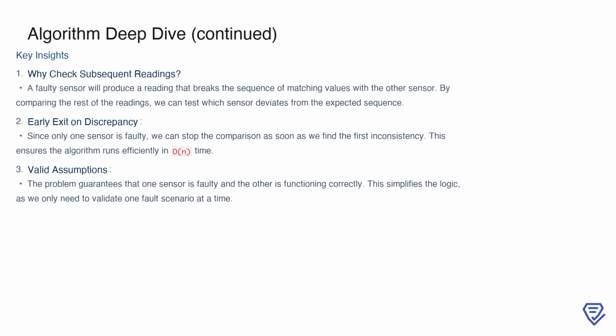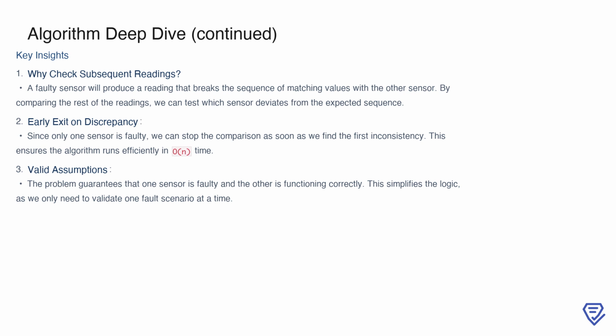Another important insight is that we can exit early upon finding the first inconsistency. Since the problem assures us that only one sensor is faulty, there is no need to continue the comparison beyond the first discrepancy, making the algorithm highly efficient with a time complexity of O(n).